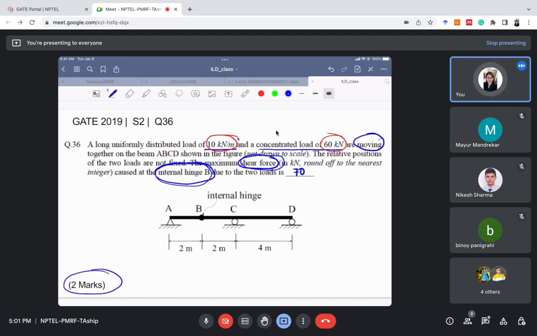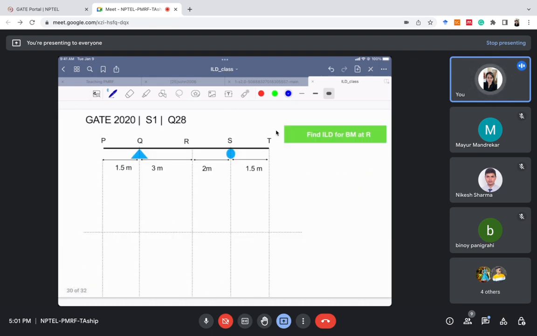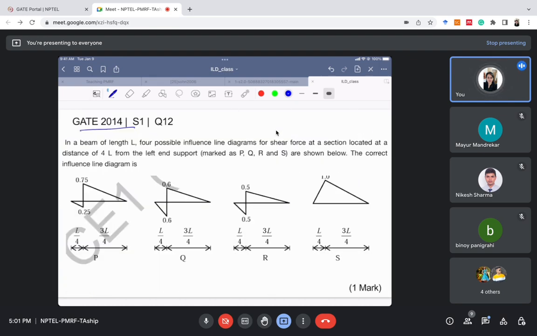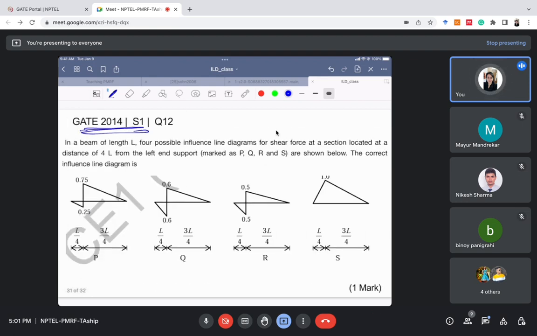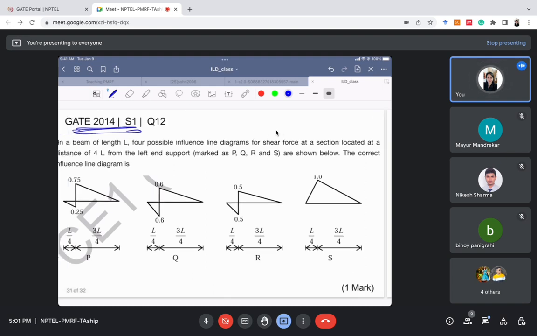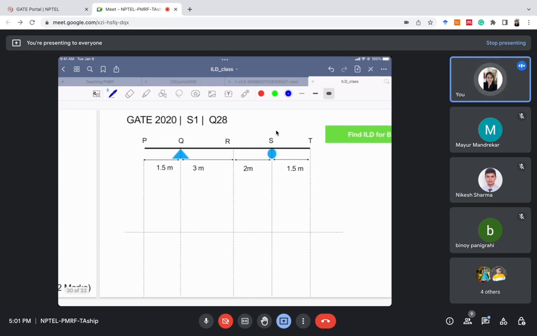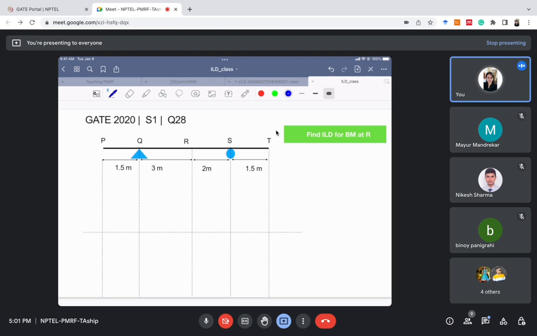If you see the pattern, I'll just quickly show you the 2014 question. You just see this question, right? In 2014, it's a very simple question. They have asked the ILD for shear force at B, what would be the shape? They have given different shapes. You just need to determine the shape for ILD. Very, very simple question. But in recent years, they are not giving such kind of questions.